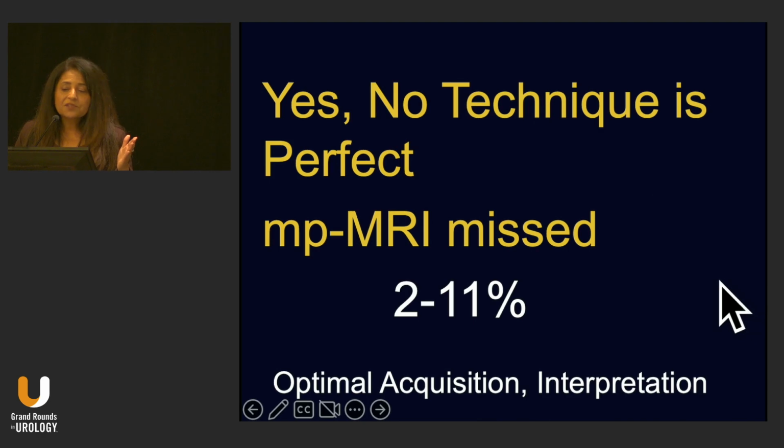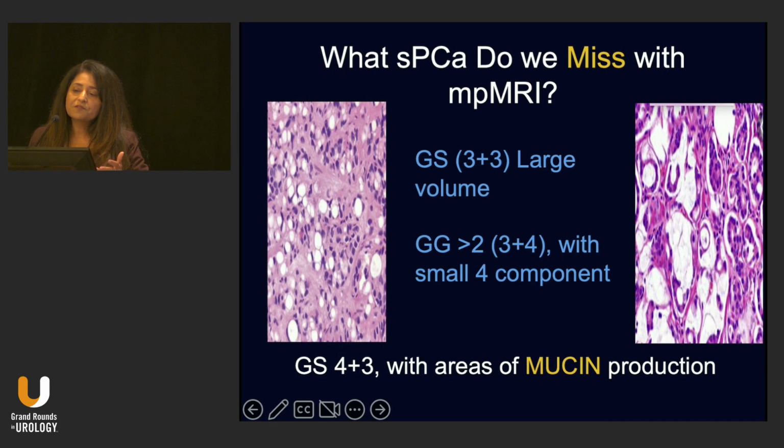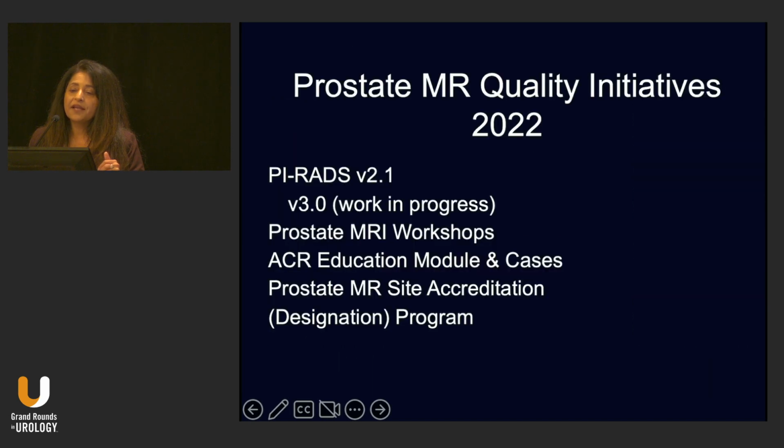Does MPMRI miss significant cancer? Even with the best acquisition and interpretation, yes. This is not perfect. We do miss cancers, and the problem is the mucinous types of cancers are not dark on T2, and sometimes on diffusion they are not restricting. So even large, obviously 3+3 and small 4 components are missed today.